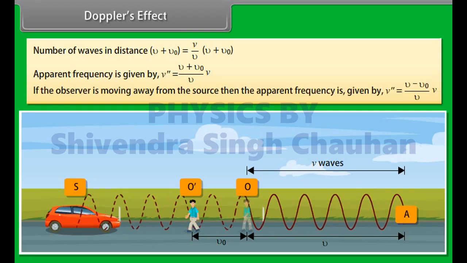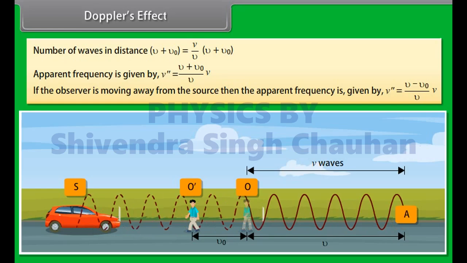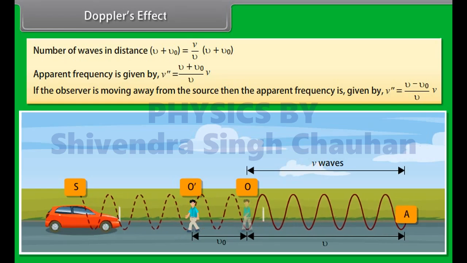If the observer is moving away from the source, then the apparent frequency is given by nu double dash is equal to v minus v naught upon v multiplied by nu.